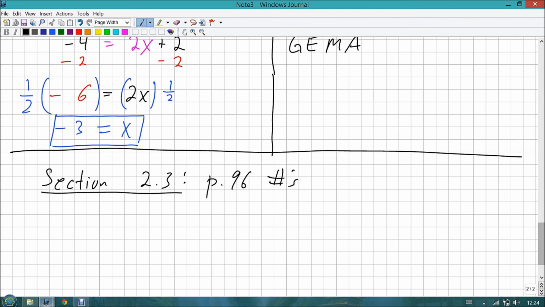Numbers 1 through 17 odd. And then some difficult ones. 25, 29, 31 because it has fractions. So 31, 35, 37, which includes the distributive property. Yay, distributive. And 41 to do it again.